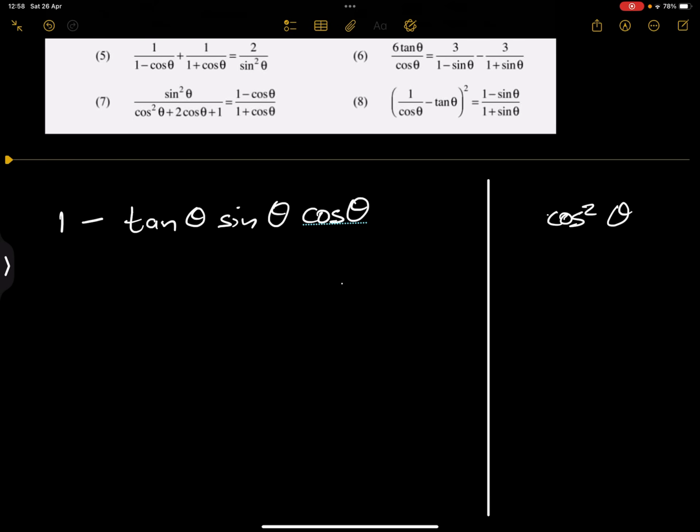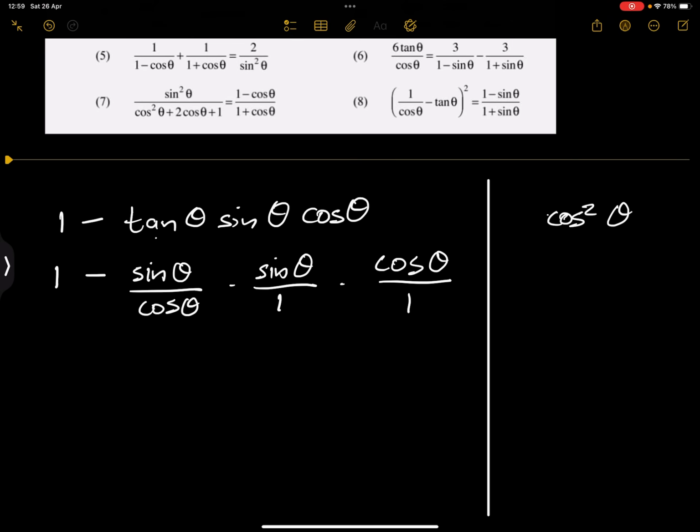The first thing is I said we are going to change everything into sine and cos. On the left hand side, I can see that I've got tan of the angle, so this is going to be sine of theta over cos theta. Remember, anytime I see tan, I'm going to change that to sine over cos. This is multiplied by sine theta, which I can write as sine theta over 1, multiplied by cos theta, which is cos theta over 1.